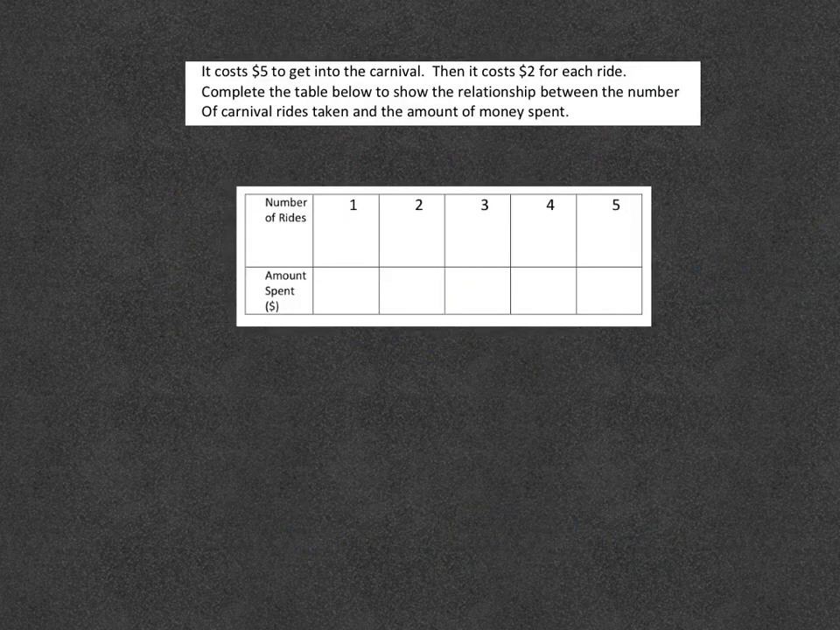Next question. This one says, it costs $5 to get into the carnival. Then it costs $2 for each ride. Complete this table below to show the relationship between the number of carnival rides taken and the amount of money spent. This time our tickets are filled out for us, but the amount of money is not filled out.